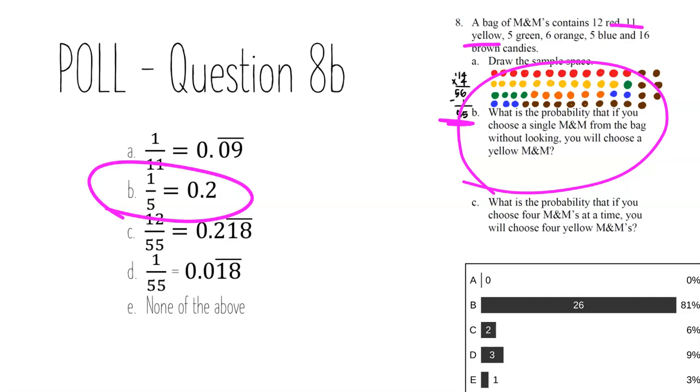Again, like I mentioned earlier when we went over the homework, no, you do not have to simplify them. But if you're given a poll question, yes, you do have to know that 11 out of 55 is equivalent to 1/5.